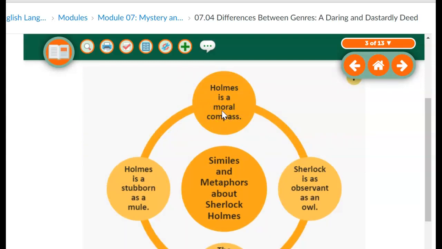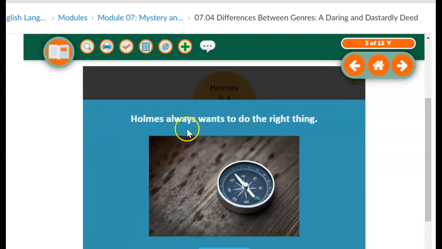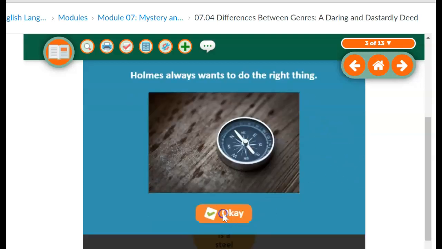Is it a simile? Nope, because they don't have like or as, so this would be a metaphor. In this one, Holmes is always wanting to do the right thing. So if you think of a compass, I don't know how many of you really had experience with a compass. I haven't a whole lot in my life, other than the one in my car. But a compass tells you which direction to go. So it helps you go the right way. So in this case, it's saying that Holmes always wants to do the right thing.